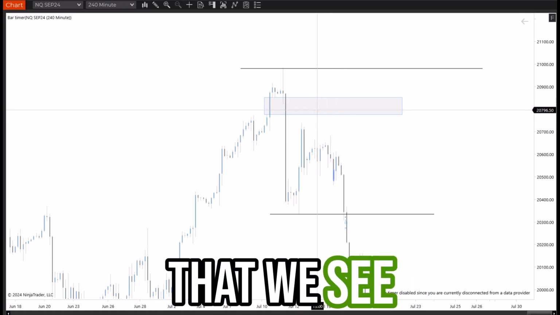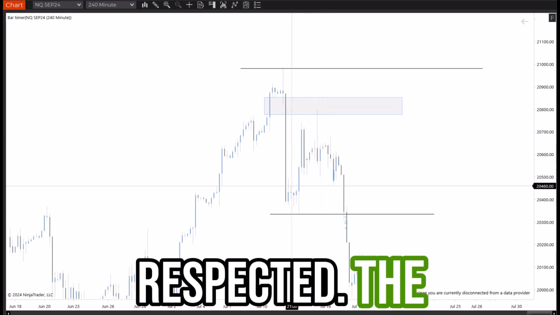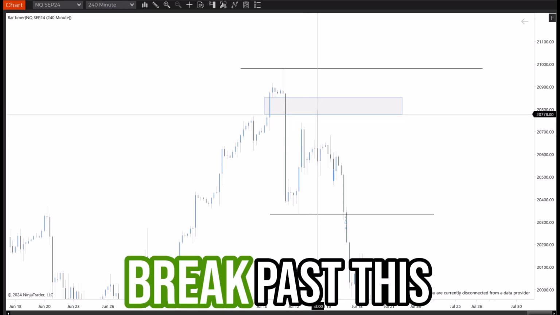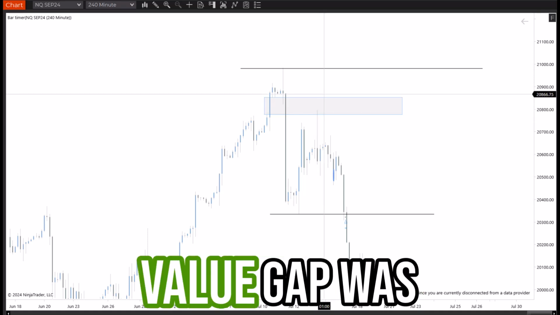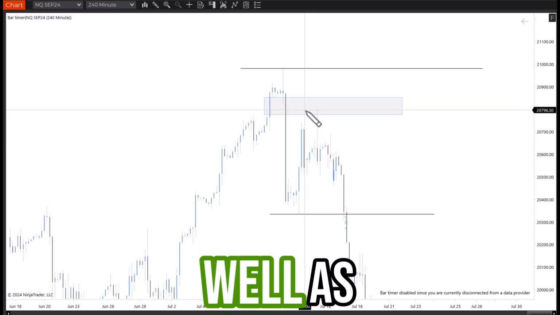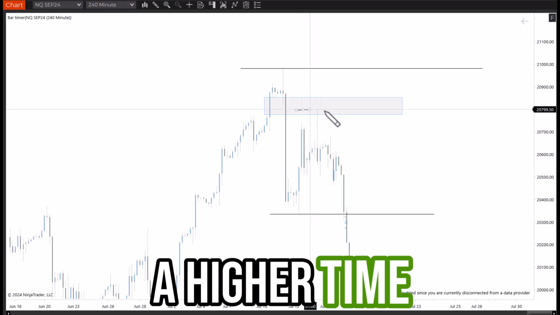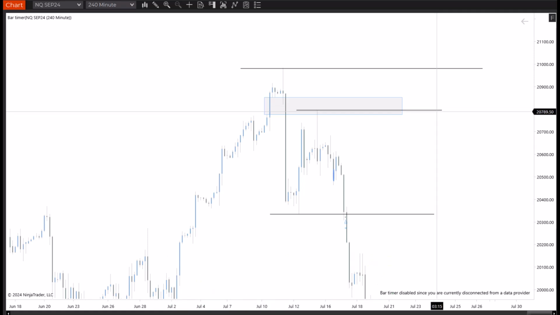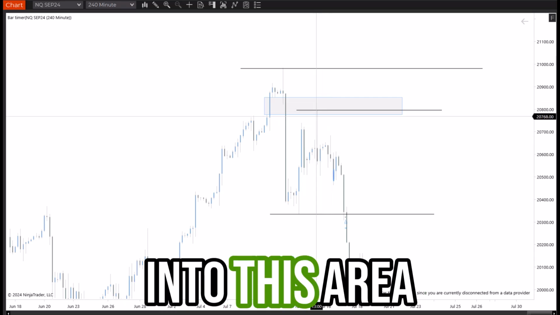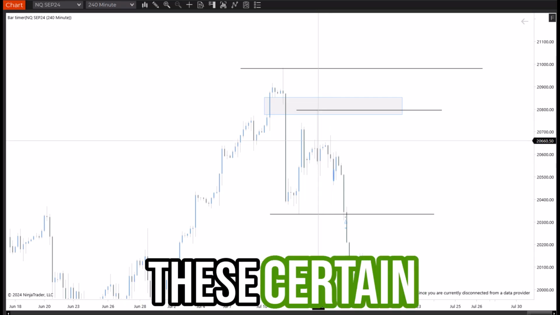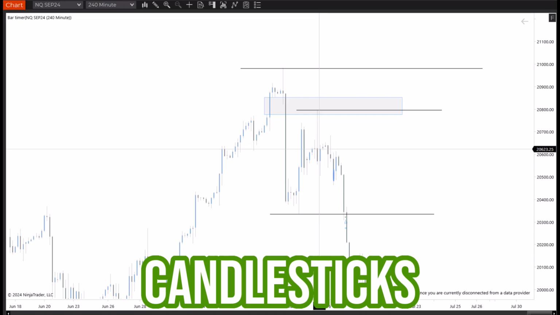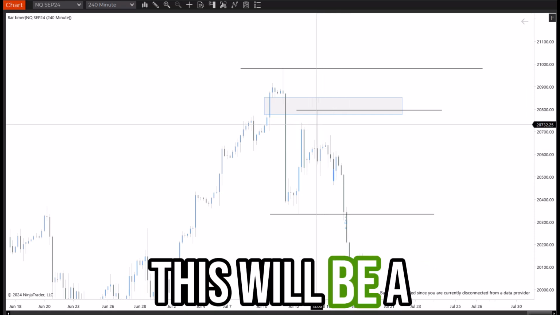So that is one that we see that the market respected. The market went and created these lows. It stopped for a bit, created new highs, but it was not able to break past this area. This fair value gap was respected. And we can mark this off as well as a higher time frame high. So we'll mark that off, and we see that the market respects it. Anytime we get into this area or even past these certain levels, the market is not able to close. There are no body candlestick closures above this area. So this will be a point of interest.